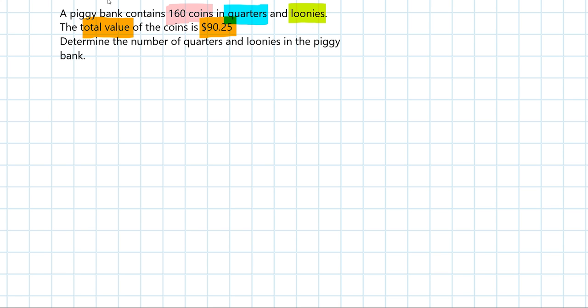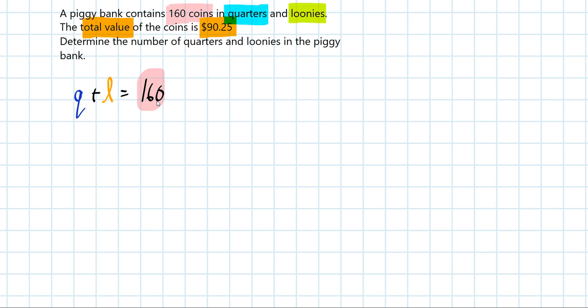So they tell us two things at the start. They tell us the number of quarters plus the number of loonies is equal to 160. There's 160 total coins.